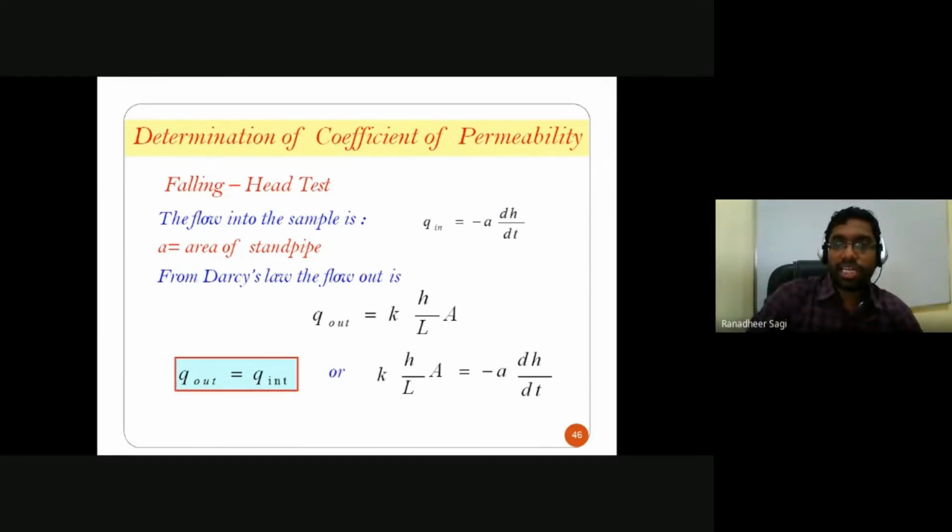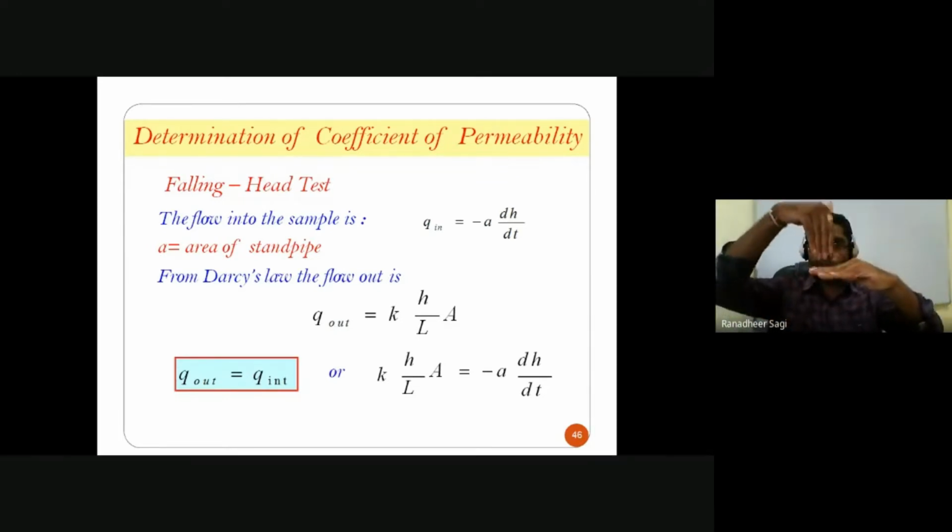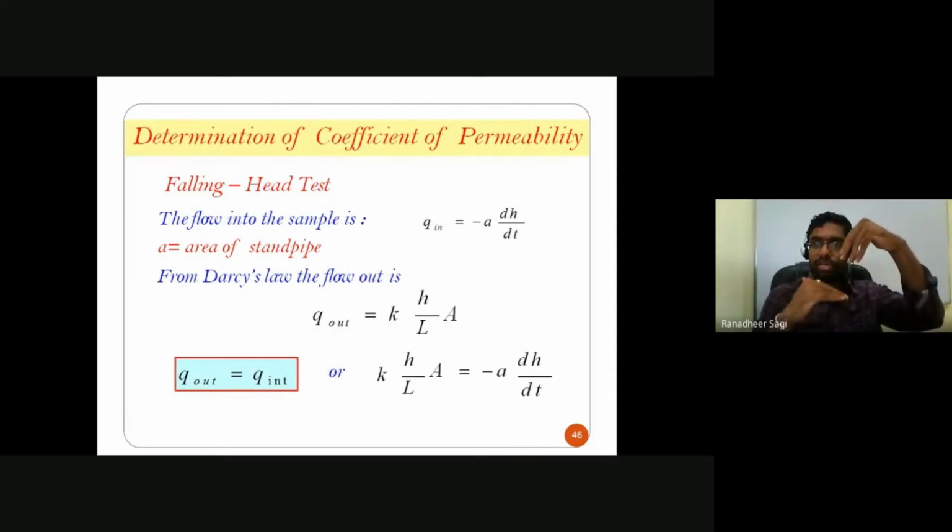When I say water is coming out of the soil sample, then the velocity with which the water is coming out of the soil sample is nothing but the coefficient of permeability of that particular soil into the hydraulic gradient. With what hydraulic gradient is the flow coming out of the soil sample? That is nothing but the total head difference between upstream, when the water is entering the soil, and the downstream, when the water is coming out of the soil sample. So that total head difference is h by the length of seepage.